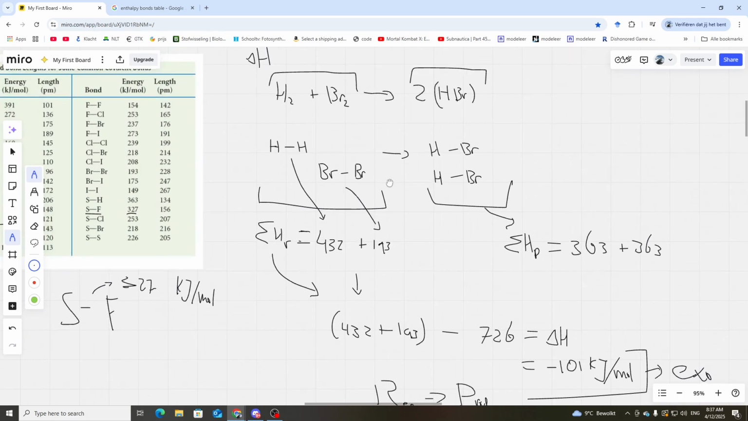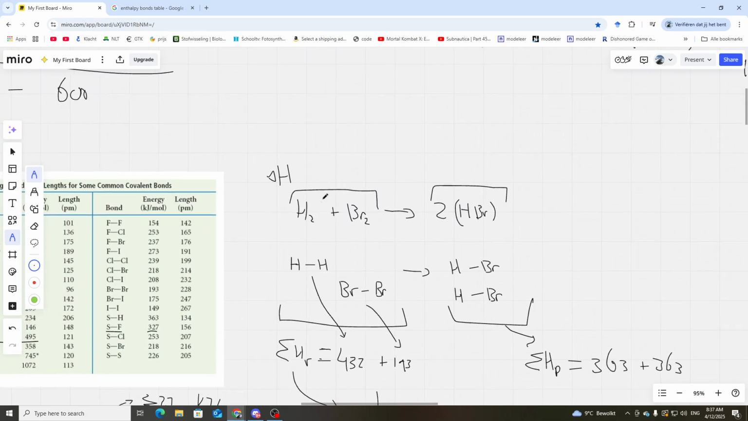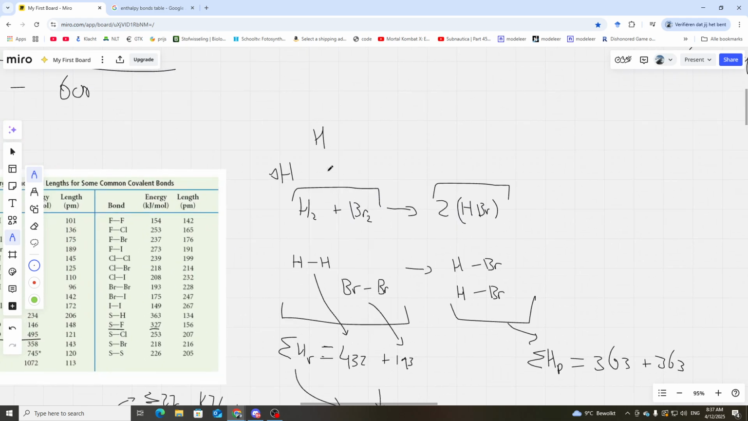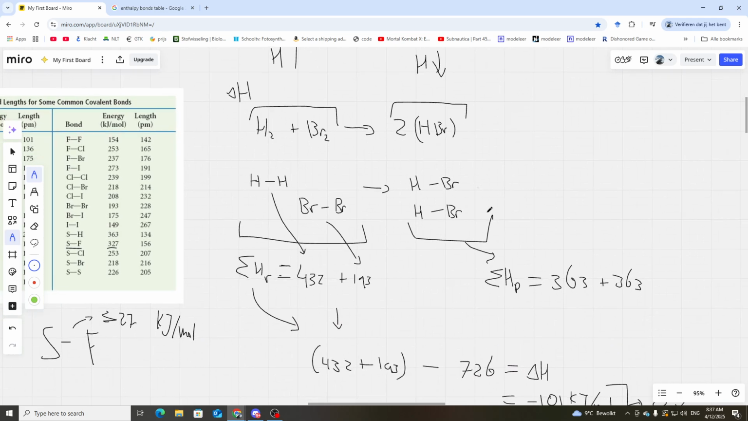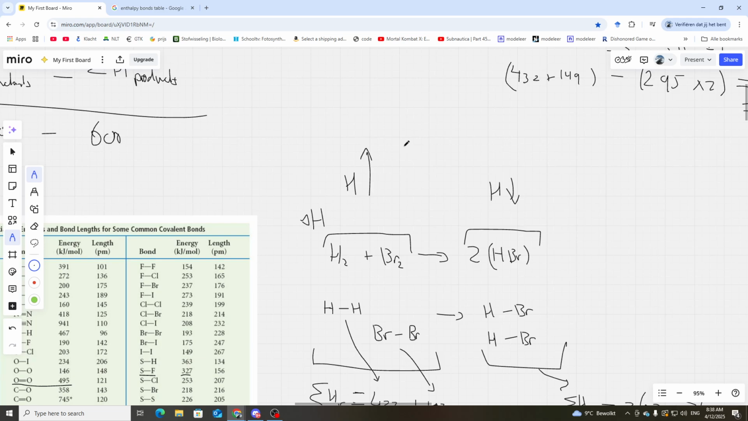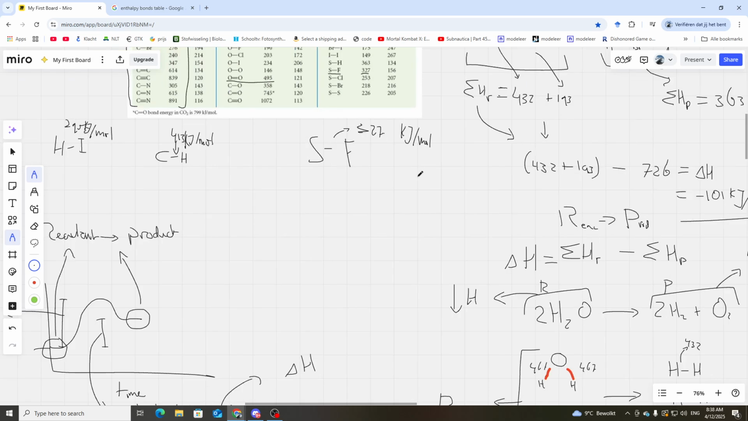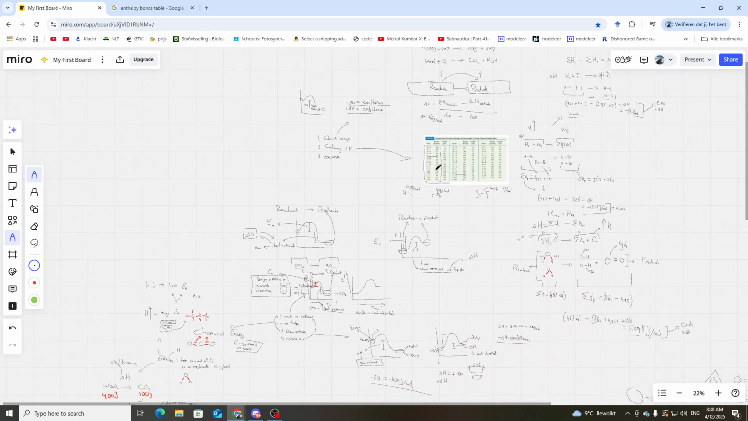That's why it's endothermic. For the exothermic example, we have minus 101 for this reaction. So that means that the enthalpy of my reactants is higher than that of my products. How much higher? 101 kilojoules higher. Perfect. And where did that energy go? It is released as heat. Those are the calculation examples. Hopefully that is clear. Enjoy it. Beautiful.